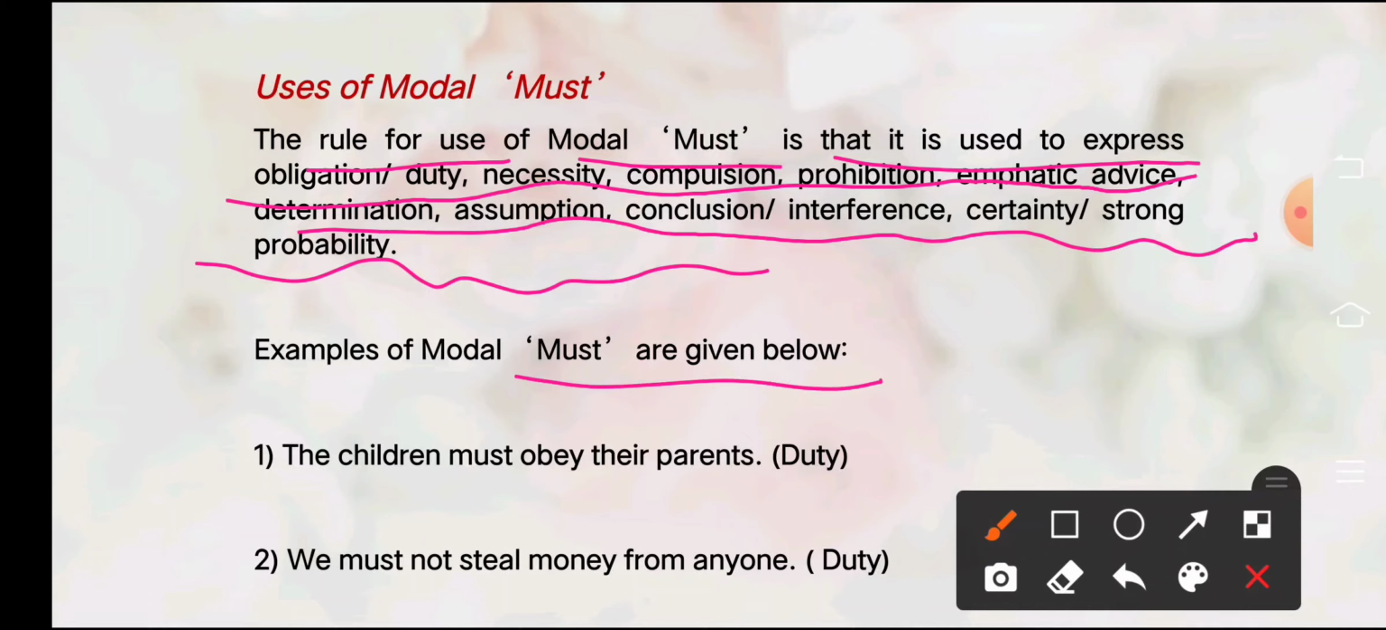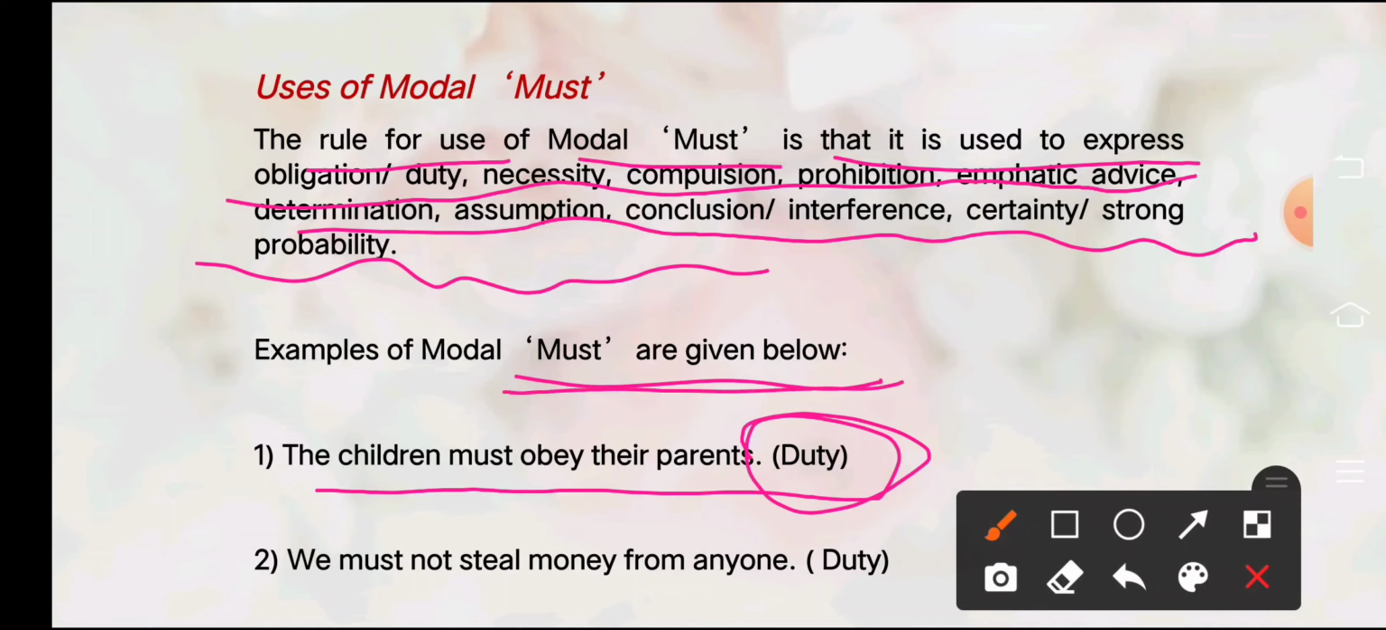Examples of must are: the children must obey their parents. That is duty, right? You have to respect your mom and dad. One way is you should respect them, but this is your duty, you have to do this, right? So must is used to show such types of sentences.